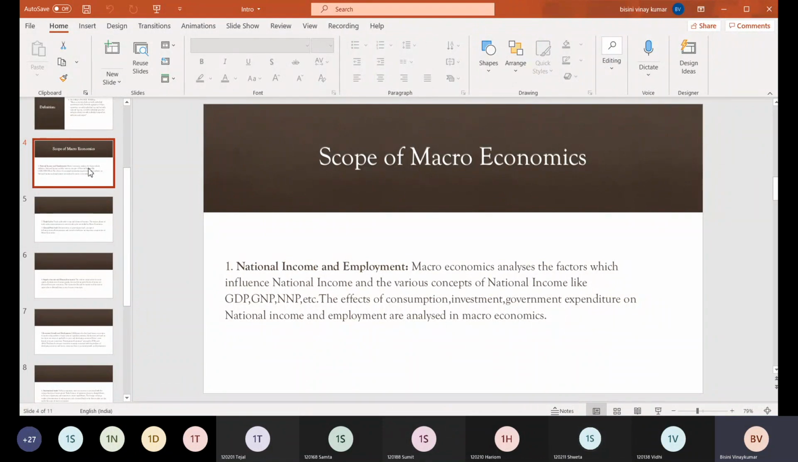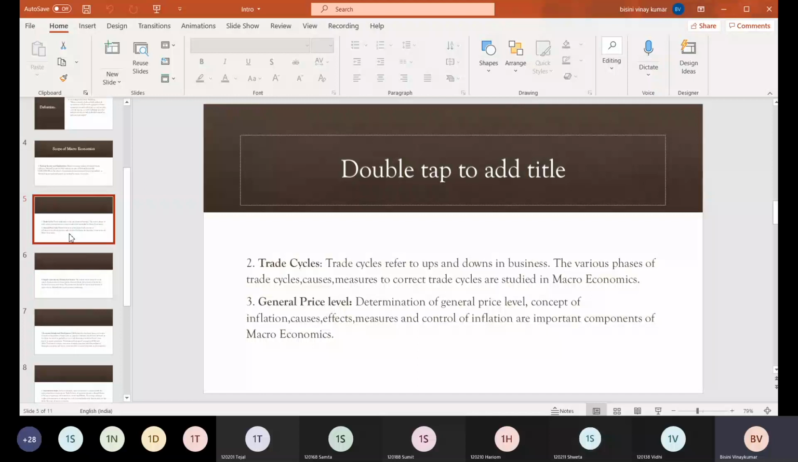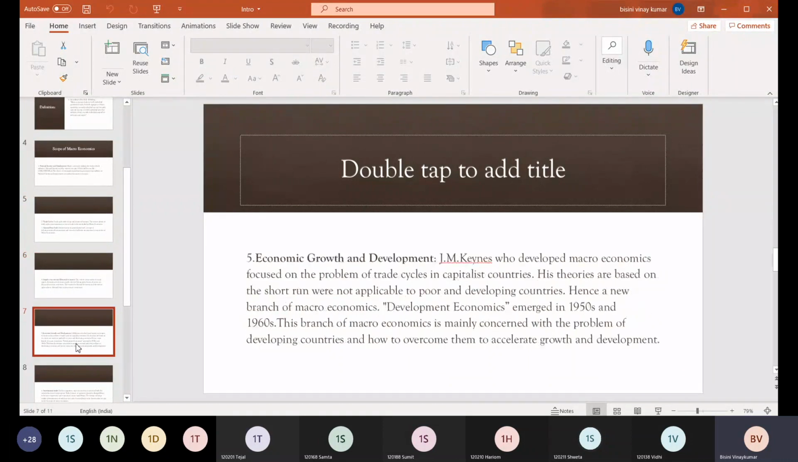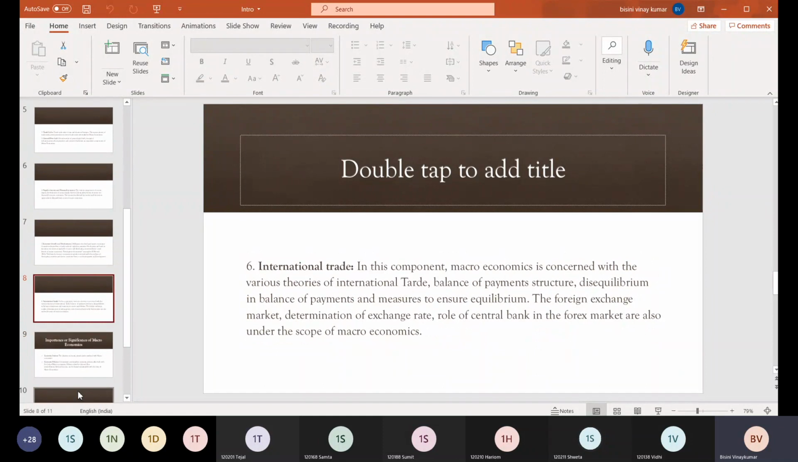Okay. The first point was national income and employment. Second is trade cycle. Third is general price level. Fourth is supply of money and demand for money. And fifth point was economic growth and development. And last was international trade. I guess international trade, nobody told me this point.